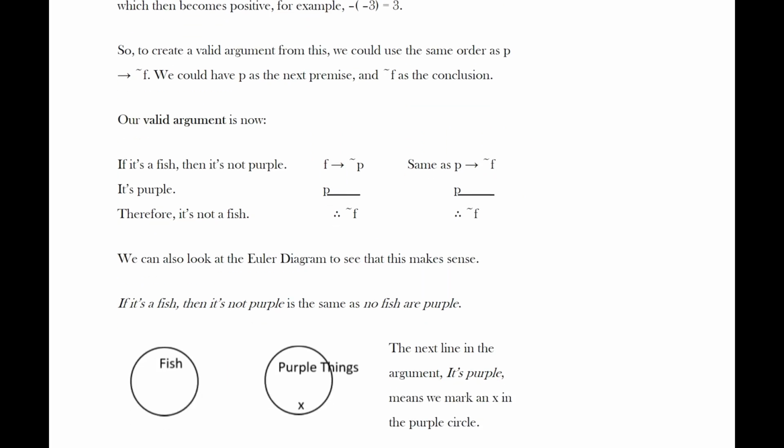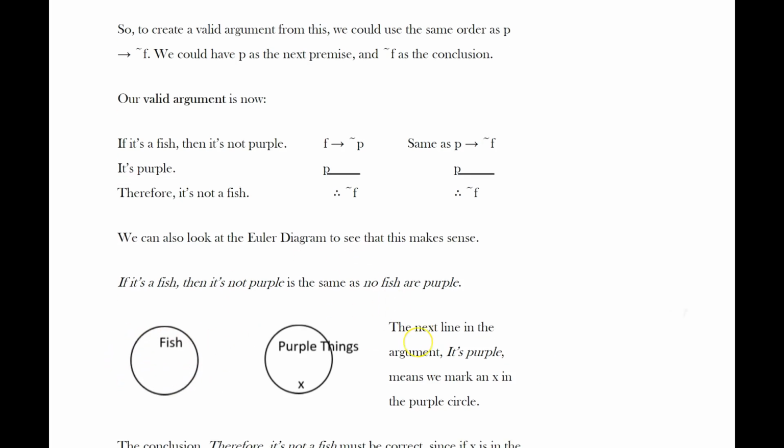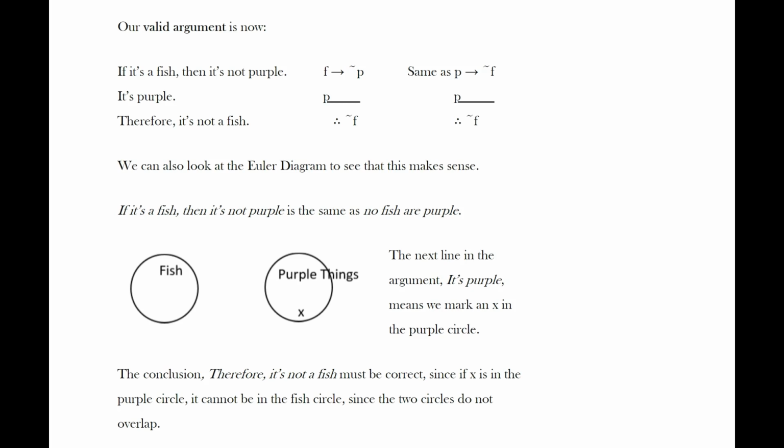And if it's a fish, then it's not purple is the same as no fish are purple. And so we would then say, okay, we have purple, which means we have a purple thing. We put an X here, and sure enough, that means there's no way it can be in the fish circle since the two circles do not overlap.